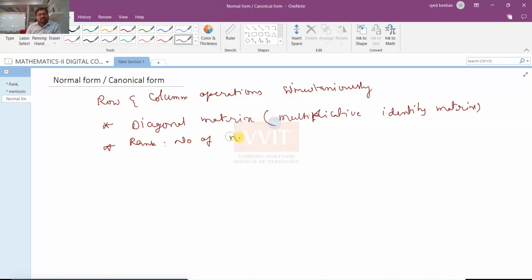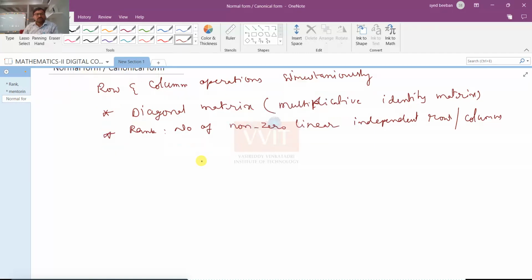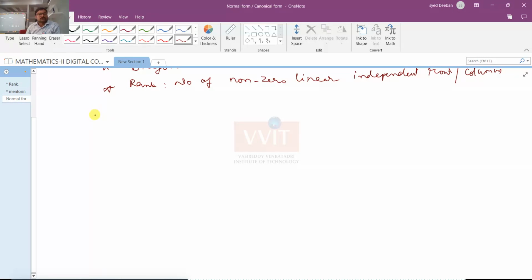Even here, rank is nothing but the number of non-zero linear independent rows or columns. Earlier it was only the number of non-zero linear independent rows, because I used only elementary row operations. Here I am using both row and column operations simultaneously. That's the reason the definition in the normal form is the number of non-zero linear independent rows or columns. The procedure is also quite similar to the earlier one.